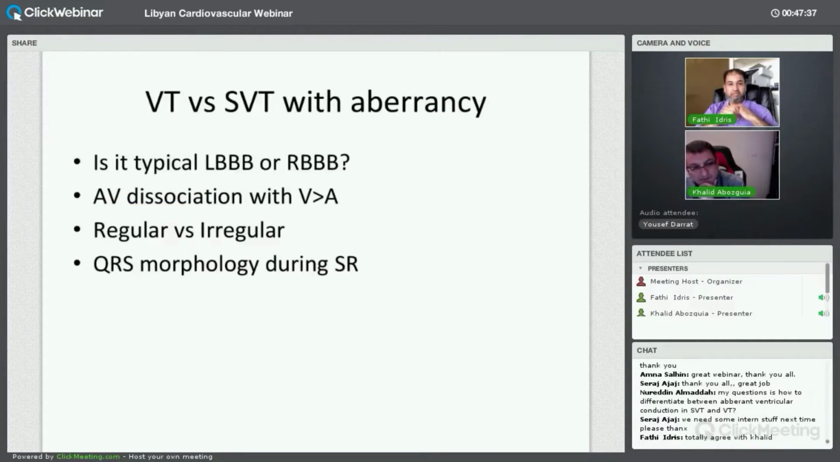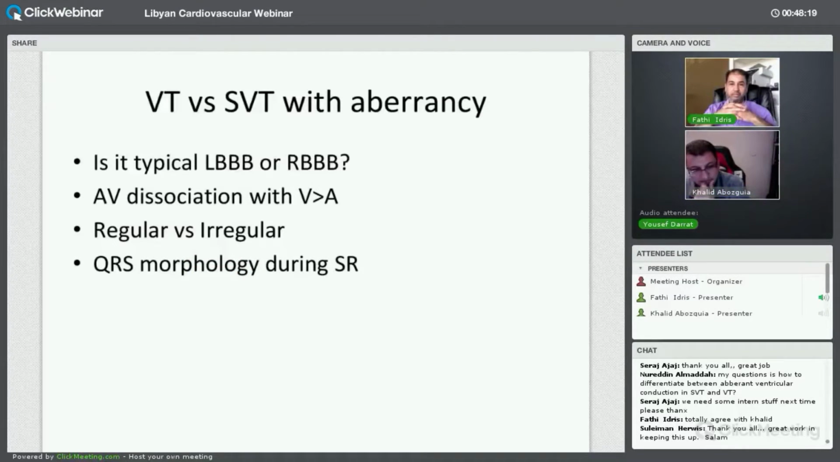Then I look, can I see A wave? Is there AV dissociation, which is part of the criteria in Brugada? Is there more V than A? If there is, then this favors ventricular tachycardia. Obviously, if your rhythm is completely irregular, this raises the possibility this could be atrial fibrillation with aberrancy, but you need to make sure it's not a VF or polymorphic VT. And then finally, you look at your normal sinus rhythm. Obviously, Brugada features are helpful, but is it practical, Yusuf? Probably not. But I agree, for a beginner, maybe.